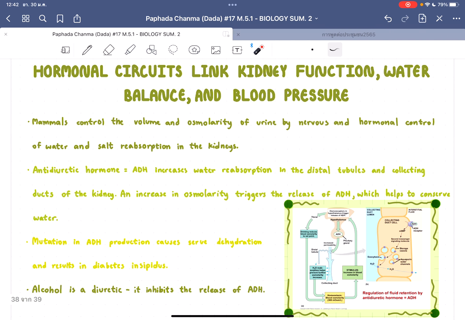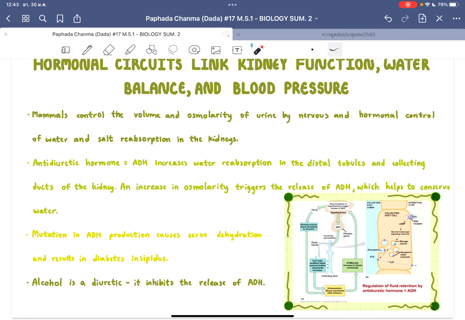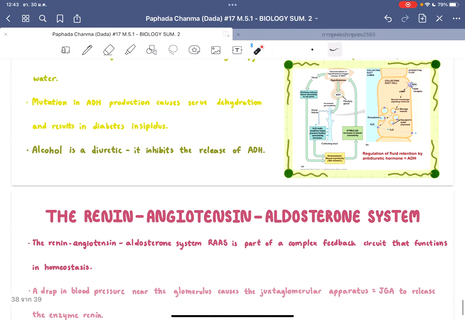Hormonal circuits link kidney function, water balance, and blood pressure. Mammals control the volume and osmolarity of urine by nervous and hormonal control of water and salt reabsorption in the kidney. Antidiuretic hormone, or ADH, increases water reabsorption in the distal tubules and collecting ducts of the kidney. An increase in osmolarity triggers the release of ADH, which helps to conserve water. Mutation in ADH production causes severe dehydration and results in diabetes insipidus. Alcohol is a diuretic. It inhibits the release of ADH.